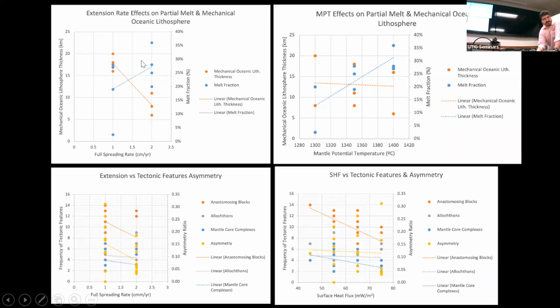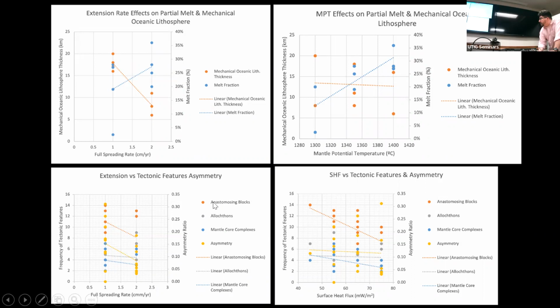And that makes sense with decompression melting, right? Your mechanical lithosphere thickness is determined by your temperature. So if you're spreading faster, you're going to have hotter stuff more shallow, so a thinner mechanical oceanic lithosphere. Melt fraction is also going to increase because you're getting more decompression melting. Similar story with mantle potential temperature on this side, with an increase in melt fraction with increased temperature. No real surprises there. What's actually interesting is when you get down to spreading rate.